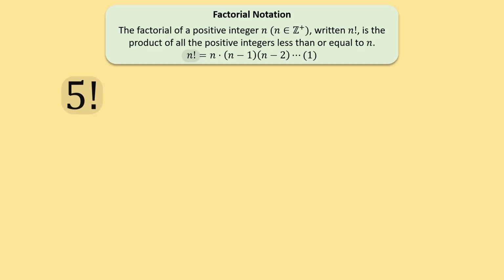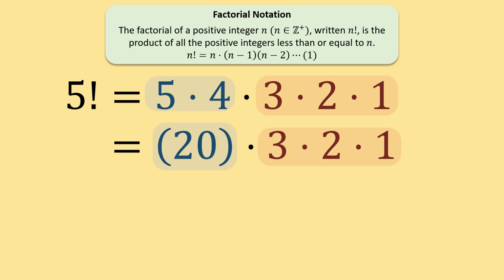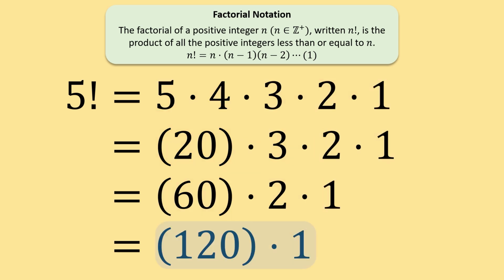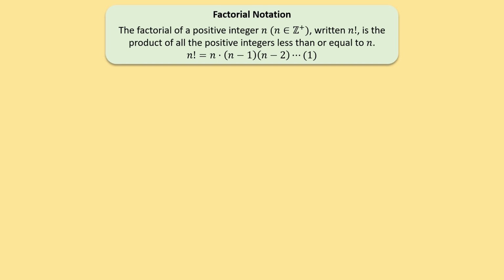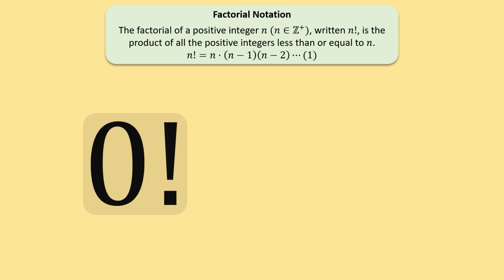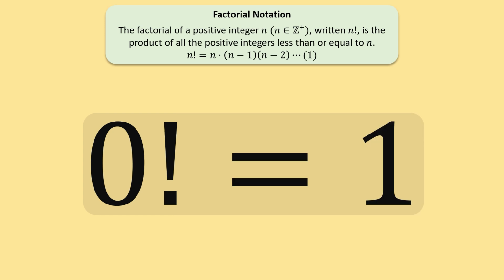For example, 5 factorial is defined as the product of all positive integers less than or equal to 5. So we start with 5, and then multiply by every positive integer below it. 4, 3, 2, and 1. 5 times 4 times 3 times 2 times 1 is equal to 120, and so 5 factorial equals 120. By definition, 0 factorial is equal to 1. Check out the related video to get an idea of where this definition comes from.